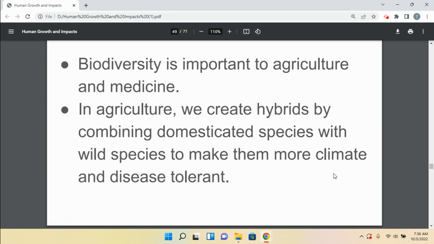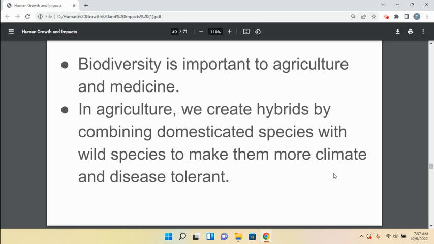Biodiversity is important to agriculture and medicine. In agriculture, we create hybrids by combining domesticated plants with wild plants to help them tolerate climates and disease. An industry that you will find around here is winemaking. And the European varieties of grapes cannot survive in climates like ours.